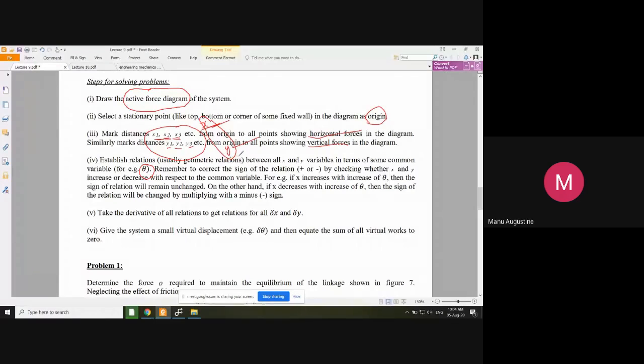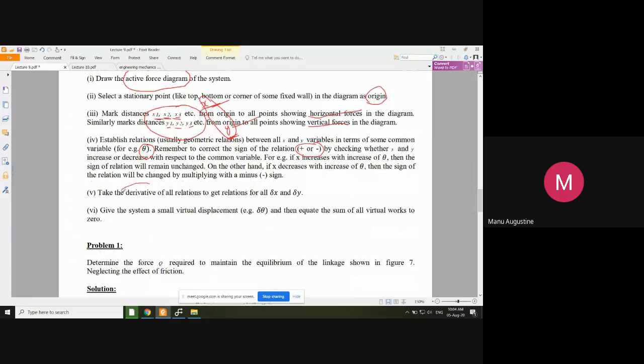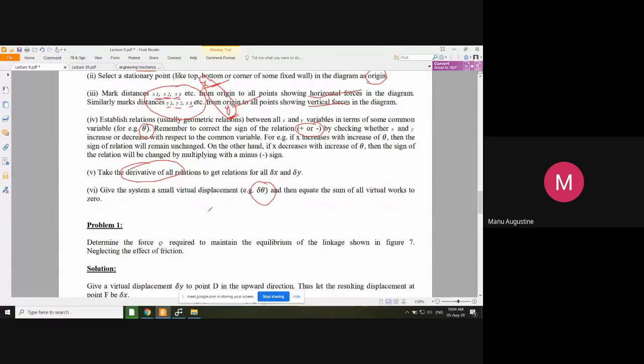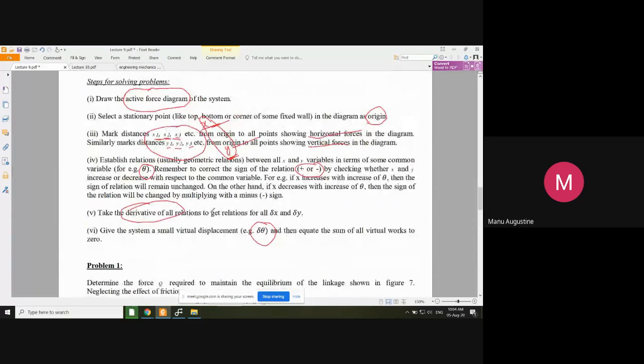x and y. So in our previous examples, we have seen how to do that, how to appropriately put the sign. And then you have to take the derivative of all the relationships. And then you have to give a small virtual displacement delta theta to the system. And all the things get simplified, and eventually you get whatever unknown values are there in the system. So let us move on ahead and find the solution to some other type of problems.